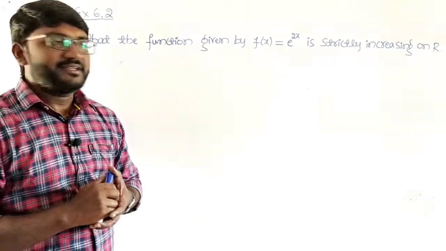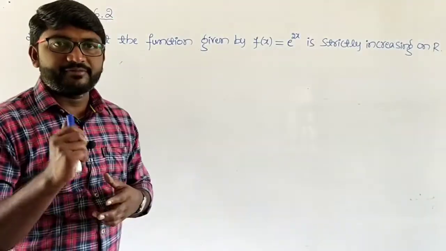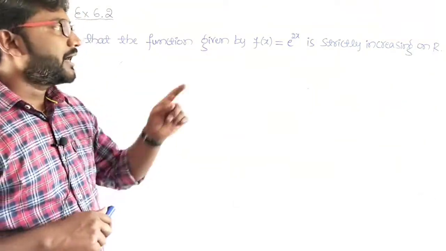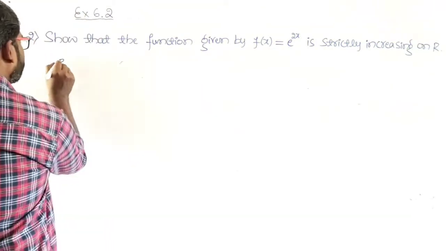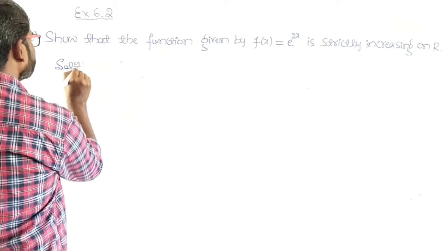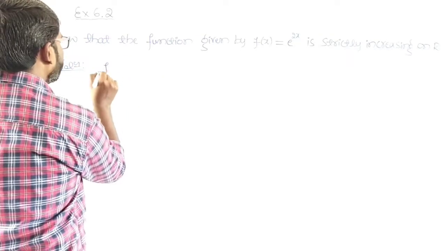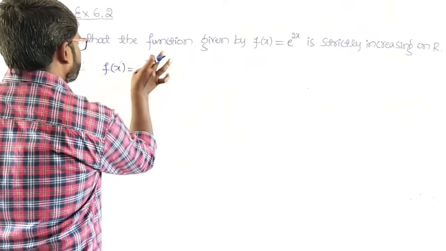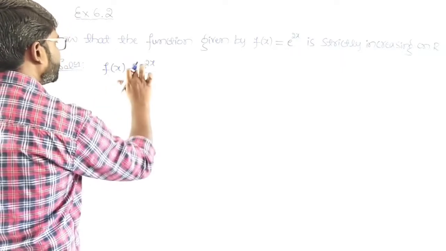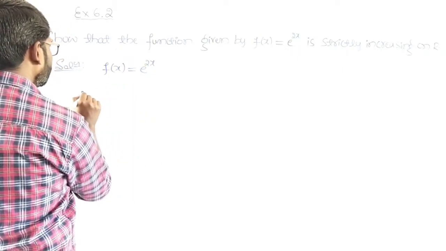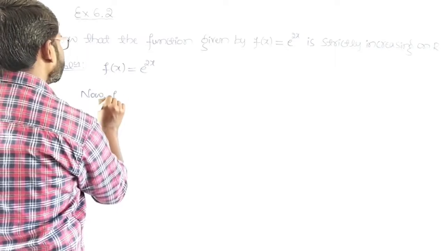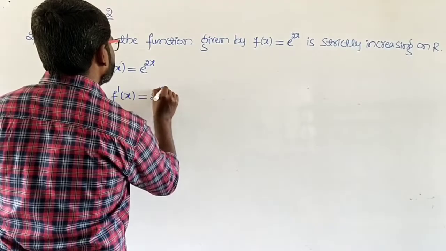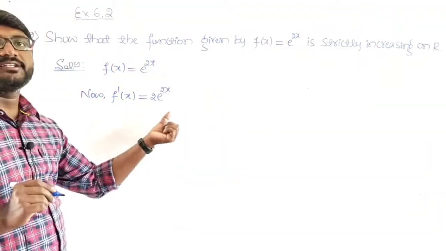The second problem is: show that the function given by f of x equals e power 2x is strictly increasing on R, that is the real numbers. Let me write the given function, f of x equals e power 2x. Now differentiate both sides with respect to x. Now f dash of x equals 2 times e raised to 2x.